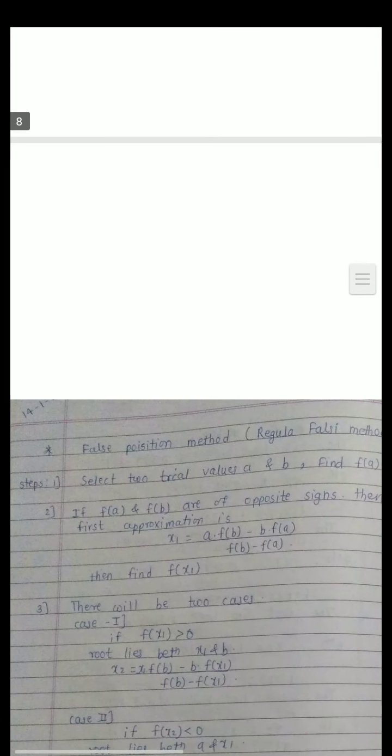Now a new method. We are going to study a new method which is known as the false position method, or regula falsi method. 75% of the process of the previous method is the same here. The first step is to select two trial values A and B, similarly to the previous method, and find f of A and f of B, which should be of opposite signs.